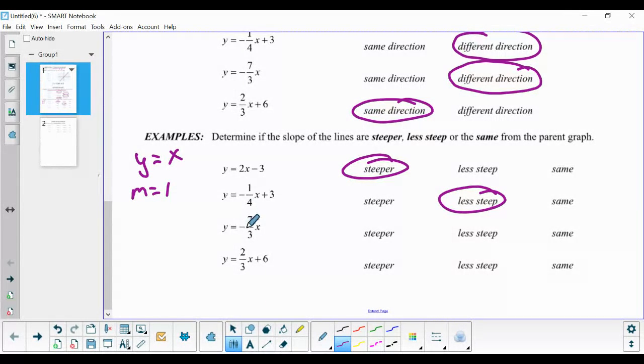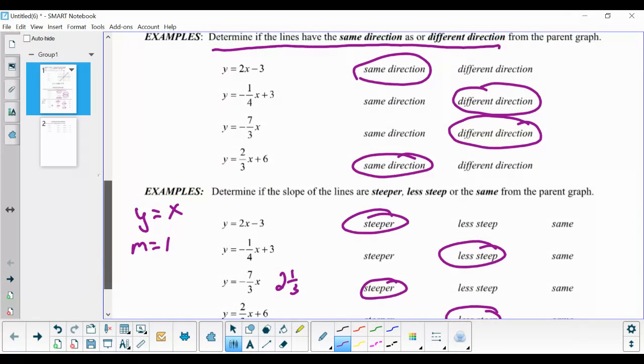7/3? Oh, 7/3 is a tricky one because 7/3 is an improper fraction. 7/3, if I were to write that as a mixed number, would be 2 1/3. Is 2 1/3 larger or smaller than 1? It's larger, so this would be steeper. And then I have 2/3. Is 2/3 larger or smaller than 1? It's smaller, so this would be less steep.